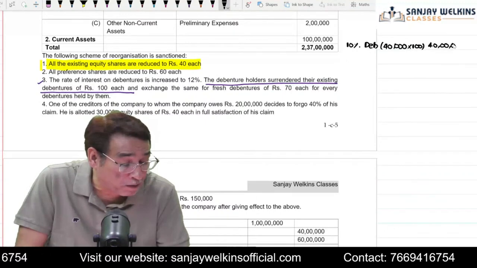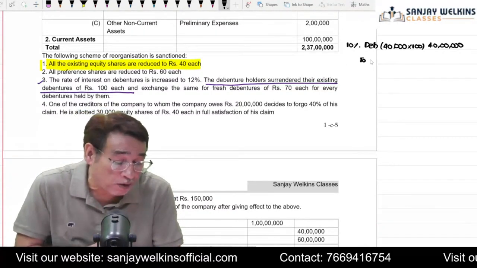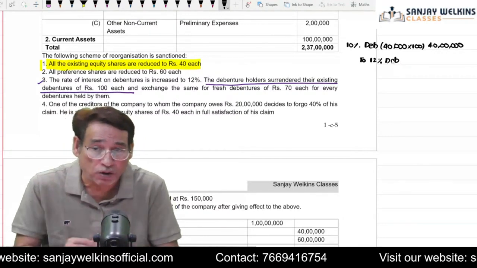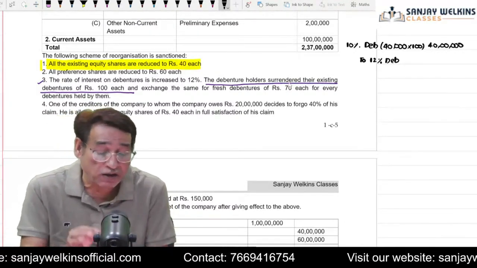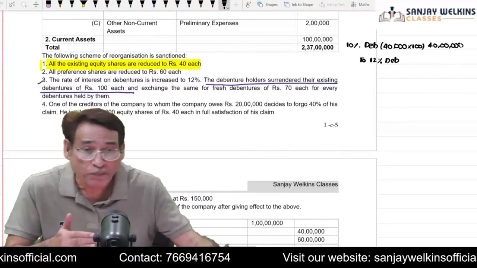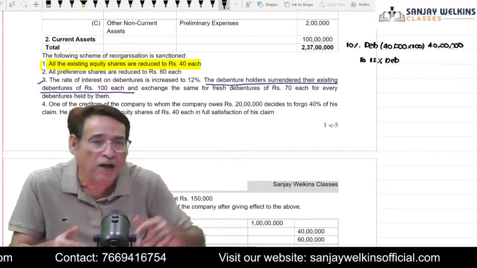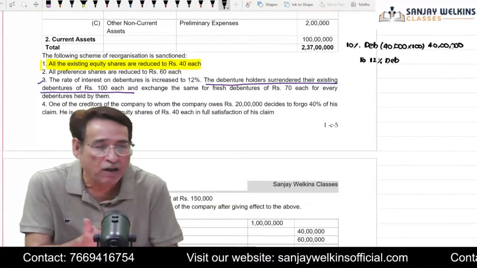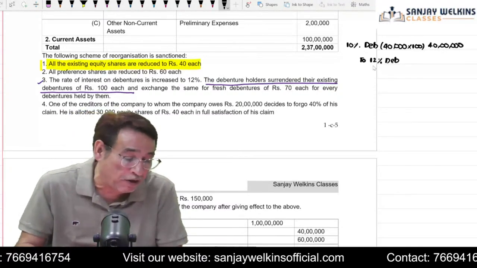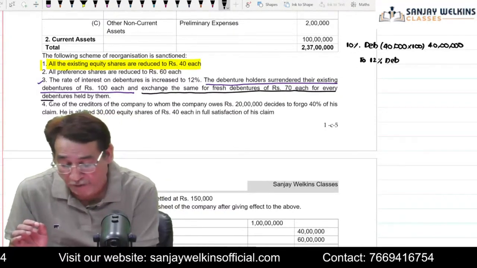Now, as per the direction of the question here, it is written rate of interest on debenture increased to 12%. That means now rate of interest on debenture is 12%. This should not come as a surprise to you, especially those who have attended the class right from the beginning. Then it is written debenture holders surrendered their existing debentures of 100 each. Surrendered their existing debentures means that is why I have written this entry: 10% debenture account 40,000 into 100. Because debenture holders have surrendered their debentures, indirectly it means the company is receiving back the debentures which the company earlier must have issued. So 40,000 into 100 worth of debentures have been surrendered. Now the rate of interest on debentures has been increased and they exchange the same for fresh debentures of 70 each for every debenture held by them.